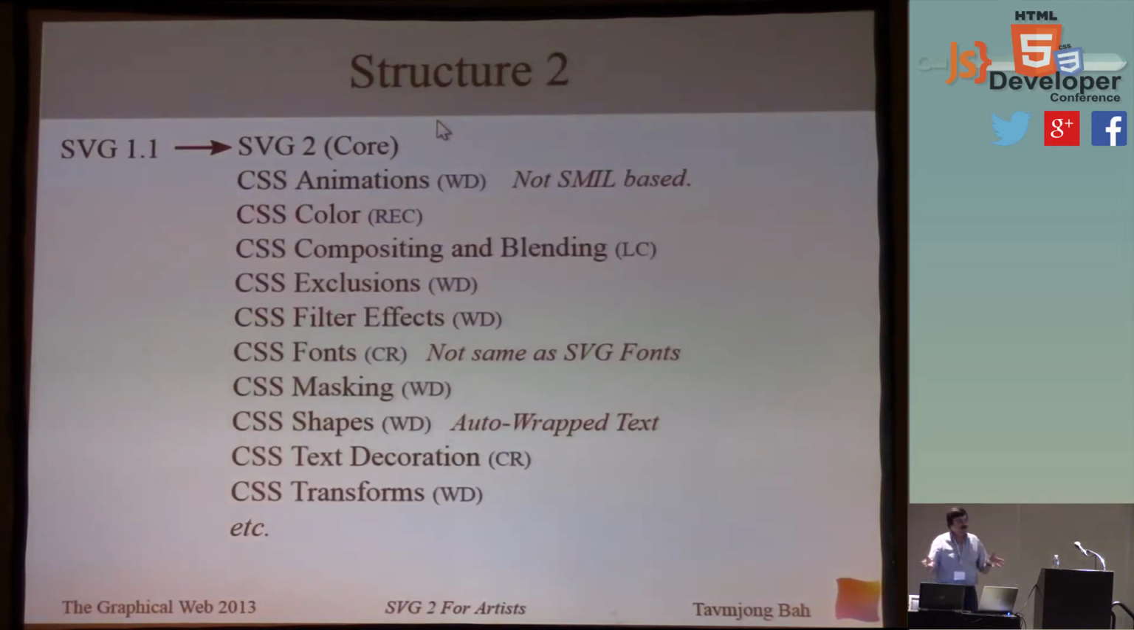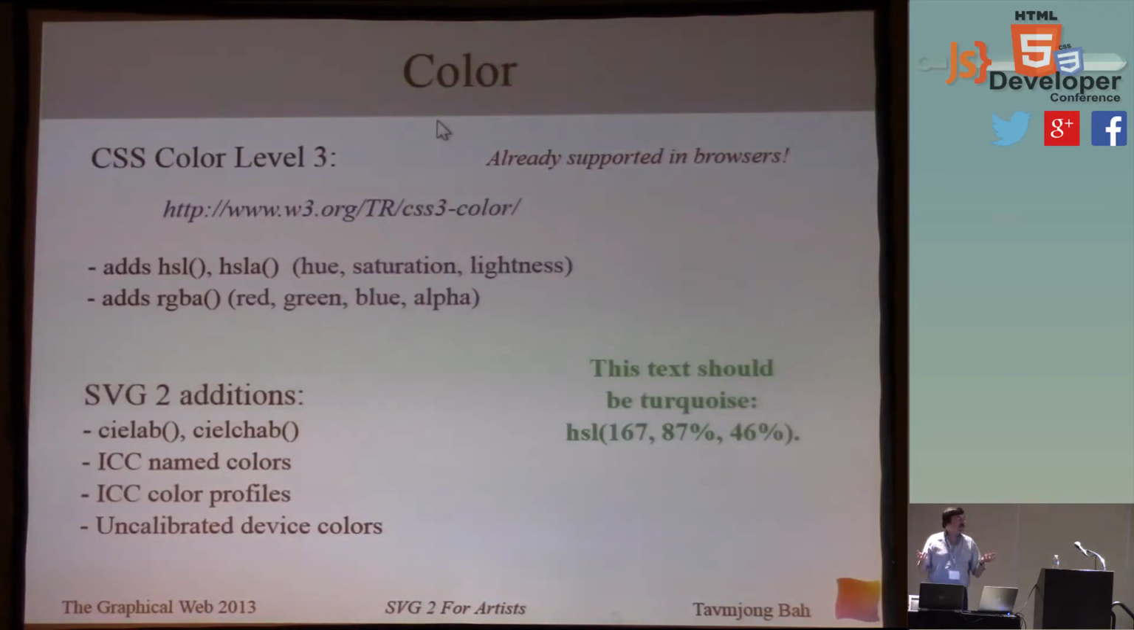So here's the structure. You have SVG 1.1 going to SVG2 core, plus all these CSS modules: animations, color, compositing, blending, exclusions, filter effects, fonts, masking, shapes, text declaration, transforms, and more. So let's start looking at some of these.